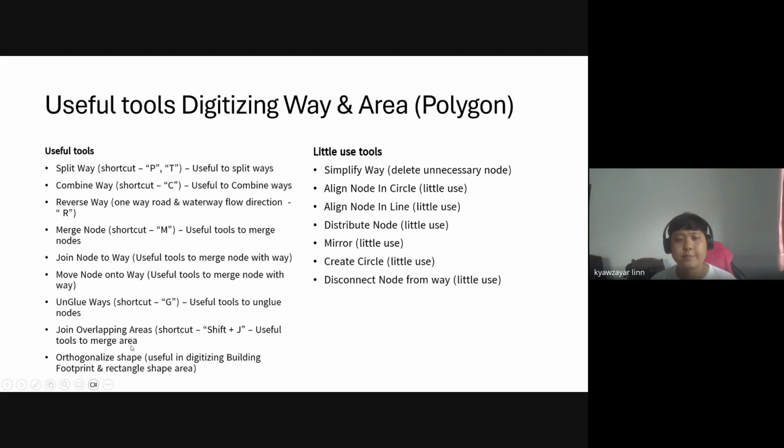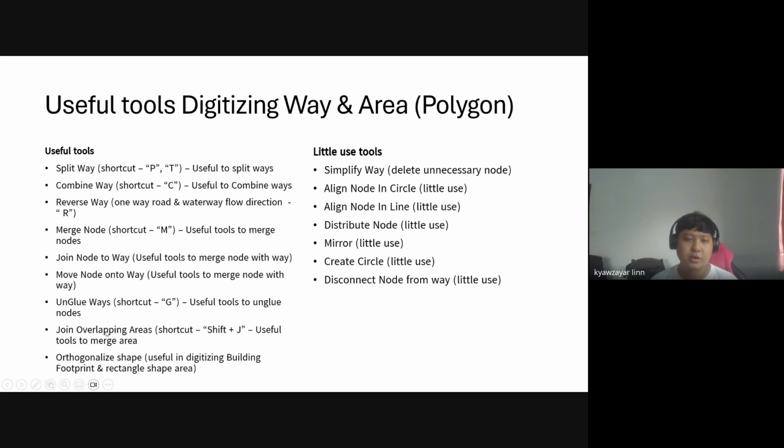The other thing that I use a lot is join overlapping area. This is for areas. So you have to know that if you are going to combine polygon areas, you have to use join overlapping area, not combine way. Combine way is only for lines, not for polygons. So you have to memorize it, and you have to use the different tools.